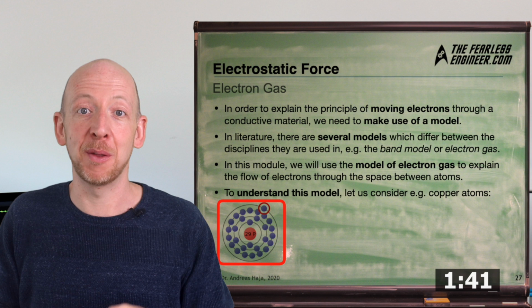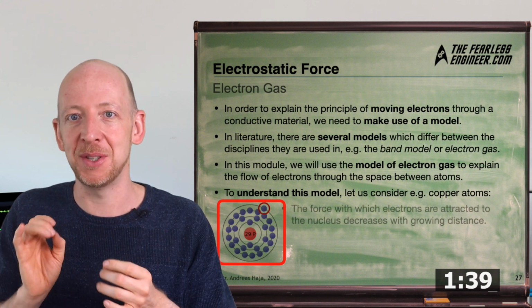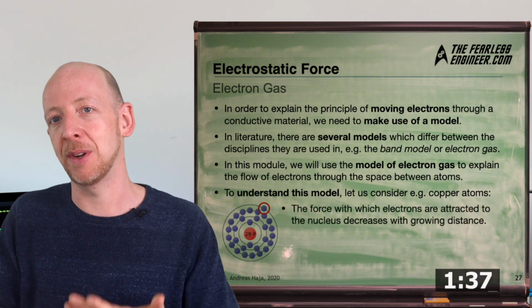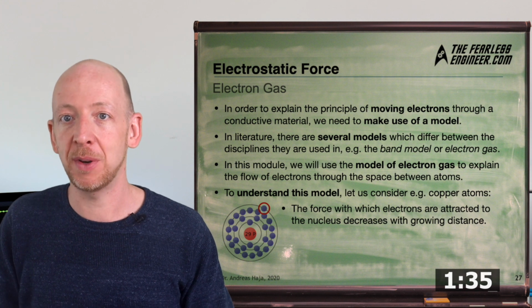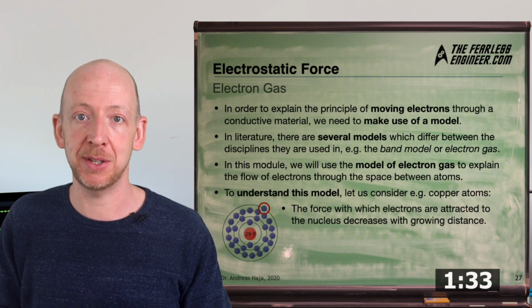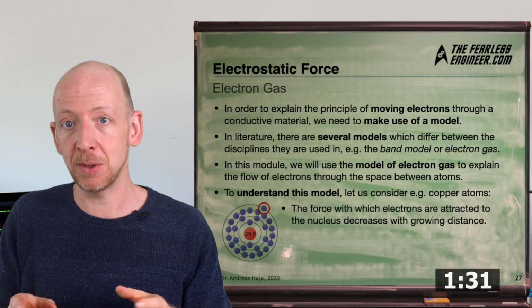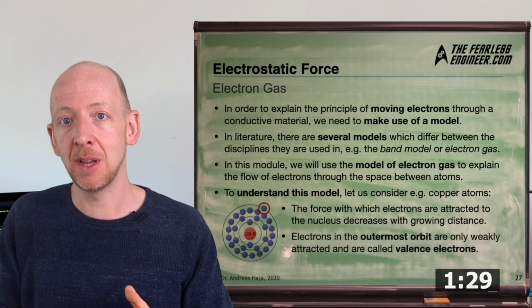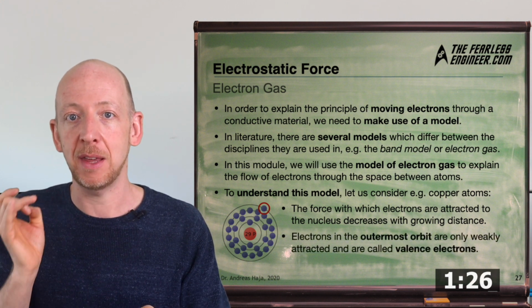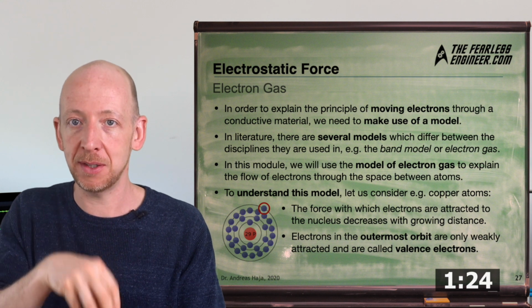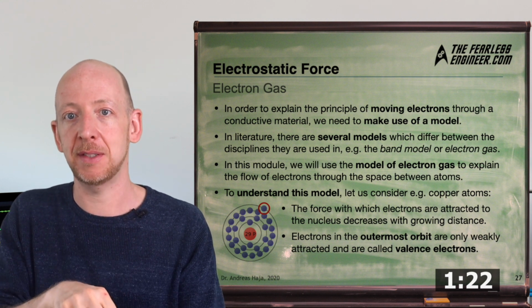Now the force with which electrons are attracted to the nucleus decreases with growing distance. This is something we have already talked about in the video on atoms and charges. And electrons in the outermost orbit, which is the one with a red circle around it, are the weakest attracted to the center core, and they are called valence electrons.